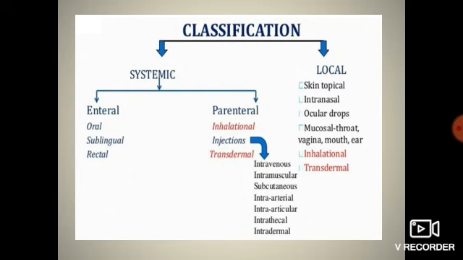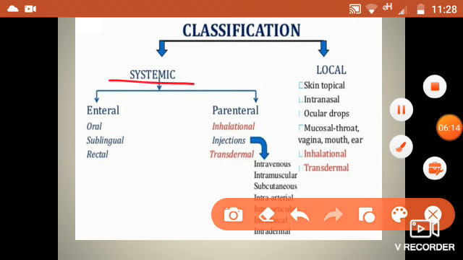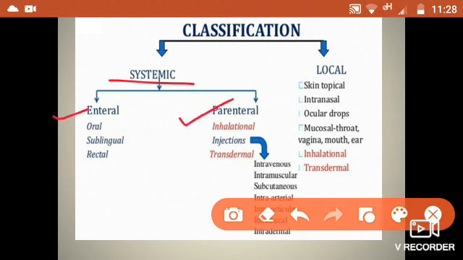We come towards the next slide. What is the classification? The systemic effect is further classified into two: the first one is enteral and the second one is parenteral. The names look similar, but parenteral means going beyond the gut into the system, and enteral means through the mouth, basically the oral route. The headings under this are oral, sublingual, and rectal. What is sublingual? Sublingual is below the tongue. And rectal, as we discussed in the previous slide, is through the rectum. Whenever we give drugs by these routes, they produce a systemic effect.